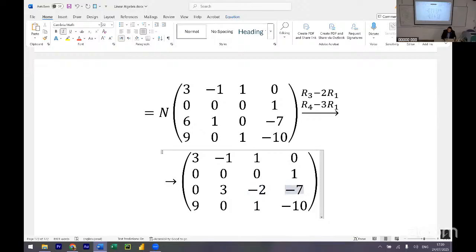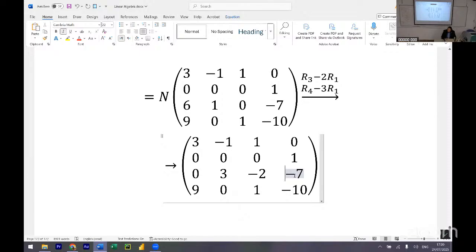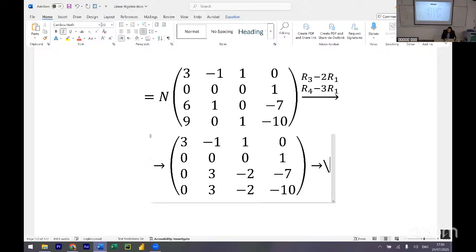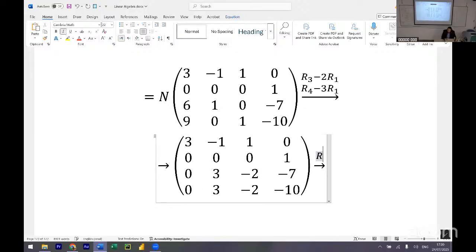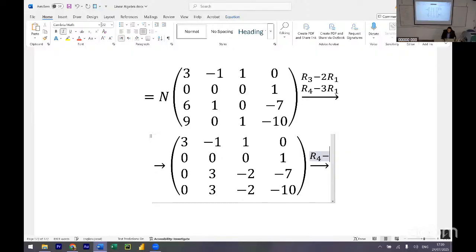Right. So later I will nullify the minus 7 and minus 10 because it's easy. They are nullified by this one here. I'll do it later. And this is 0, this is 3, this is minus 2. How surprising. And this I don't care about, but it's minus 10. So next I will do R4 minus R3.